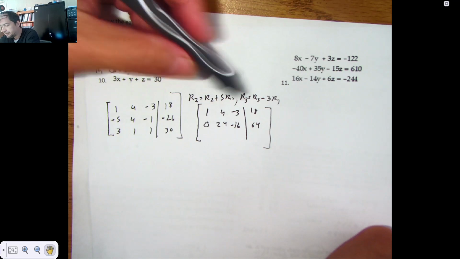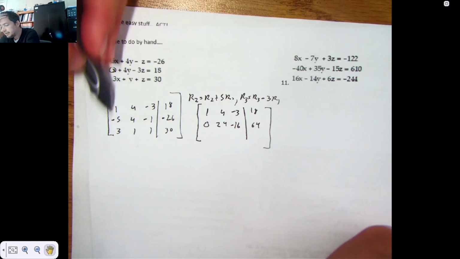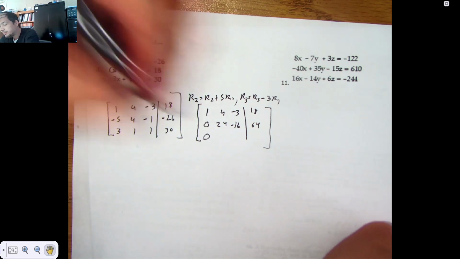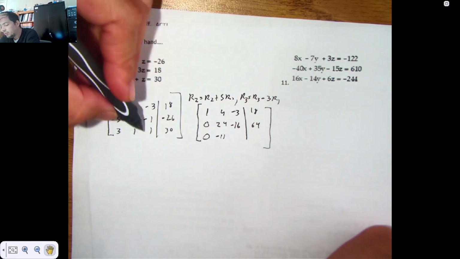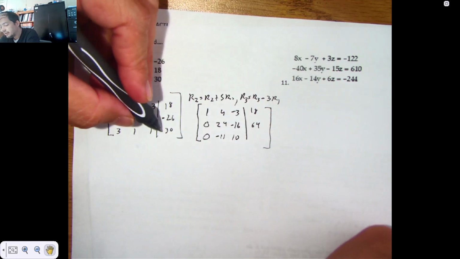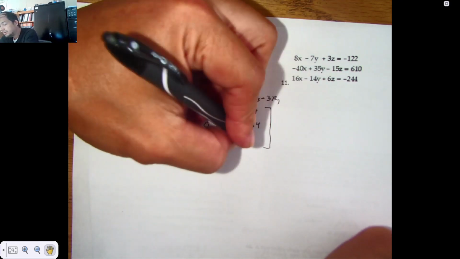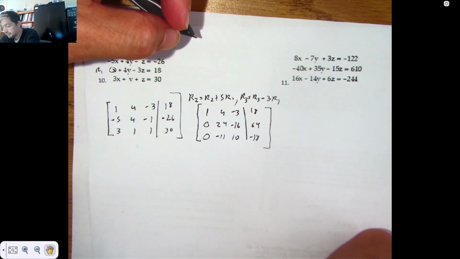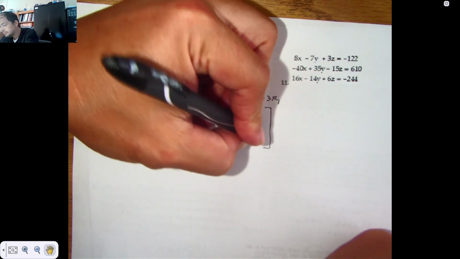Row 3 is row 3 minus 3 row 1. So 3 minus 3 1s is a 0. 1 minus 3 4s should be a -11. 1 minus 3 -3s should be a 10. 30 minus 3 18 should be -18. Nah, hold on a second on that one. That one's wrong. 3 18s is 54. It's -24.